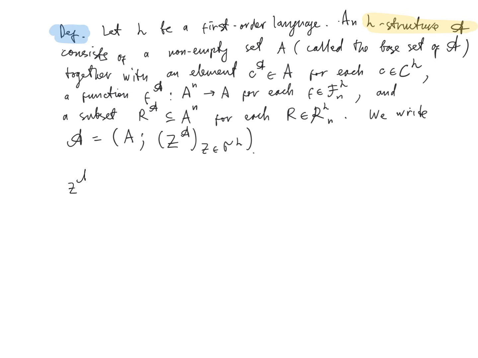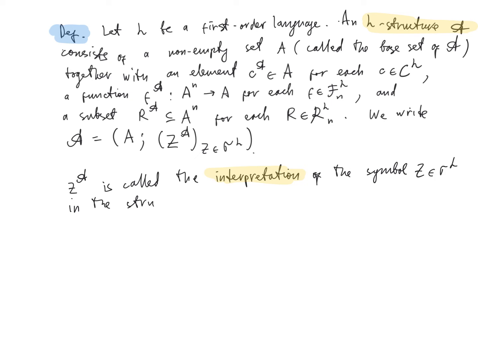Now, the object Z_A, which can be either an element of the base set, a function from some power of the base set to the base set, or a subset of some finite power of the base set A, is called the interpretation of the symbol Z in the set of all non-logical symbols of the language L in the structure A. Let us consider some examples of structures.